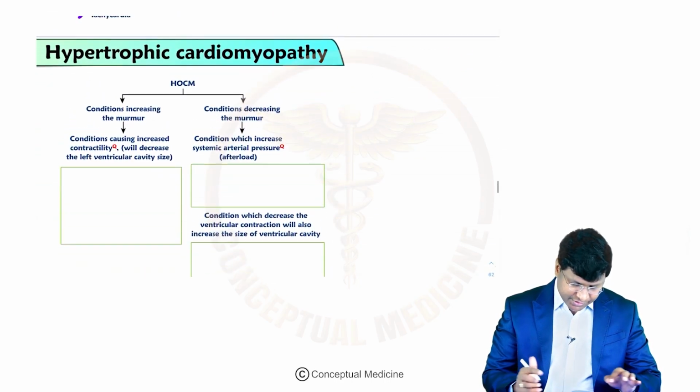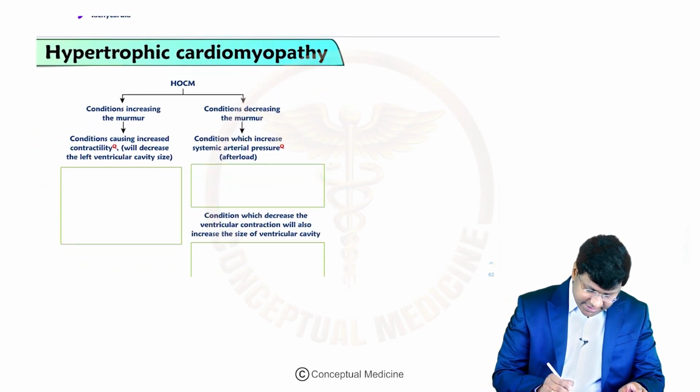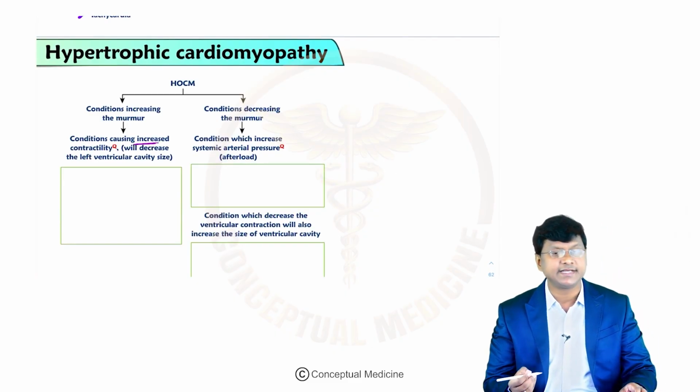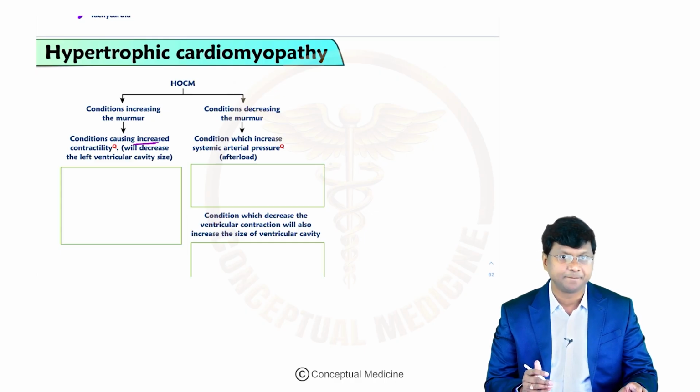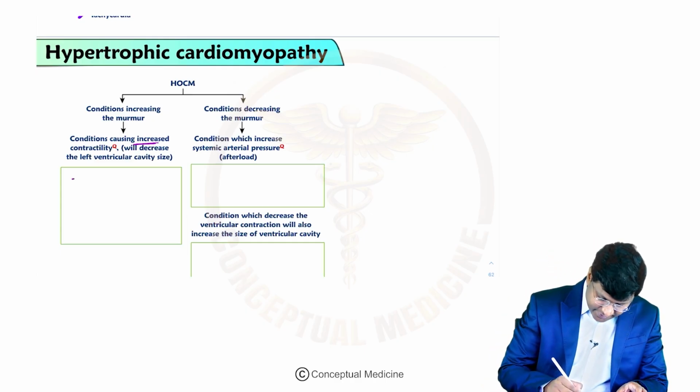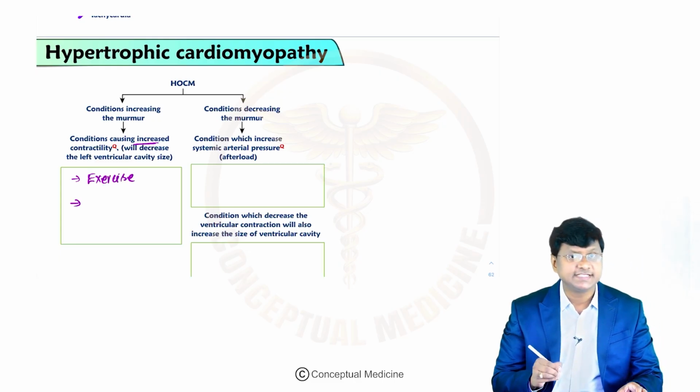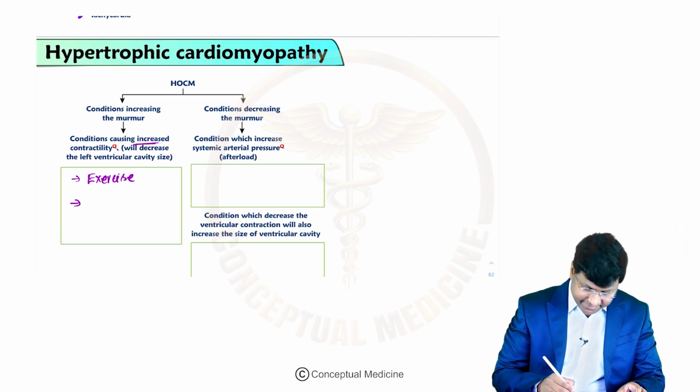Now, we have a few more conditions which will increase the murmur. These are the clinical scenarios where there is an increase in the myocardial contractility. Like for example, exercise. In the second scenario, sympathomimetic amines.